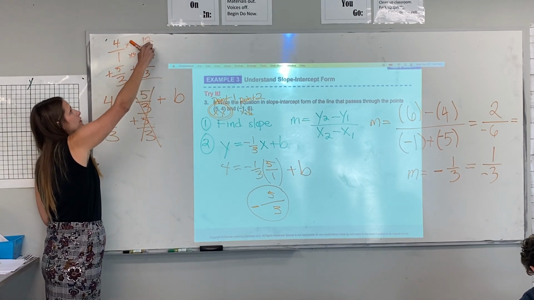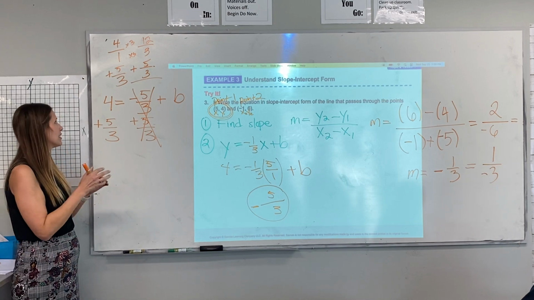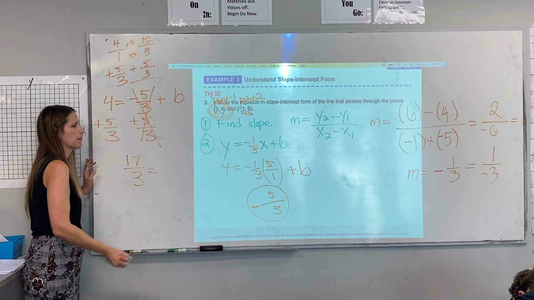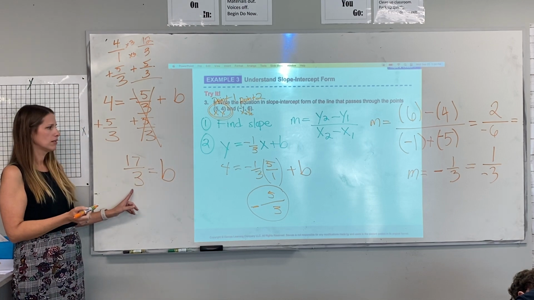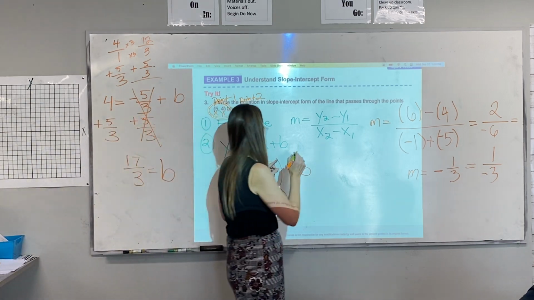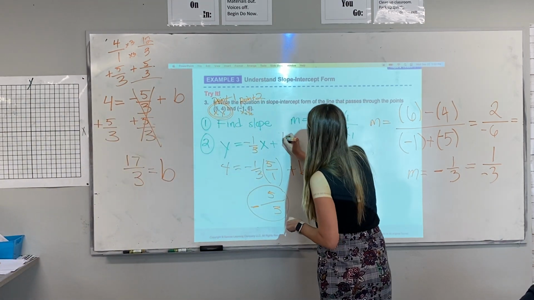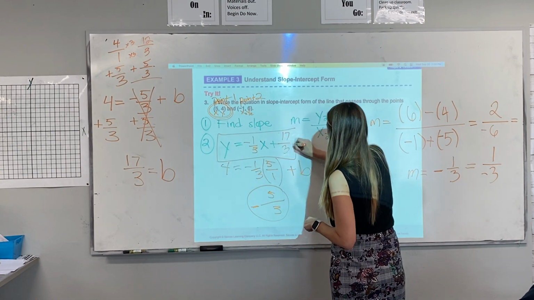So what's 12 thirds plus 5 thirds? 17 thirds. 17 thirds equals b. What's b? The y-intercept. That means y equals negative 1/3 x plus 17 over 3. That's it. Boom.